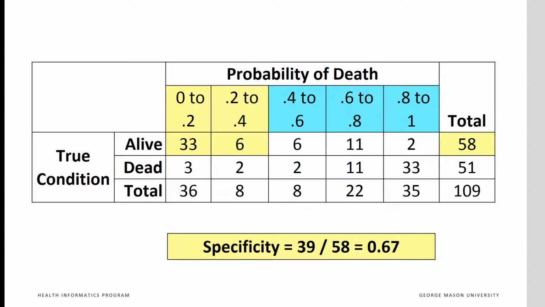These 39 people were correctly predicted from a total of 58 patients. This specificity, that is the proportion of alive patients correctly predicted at this cutoff level, is 39 divided by 58, or 0.67.